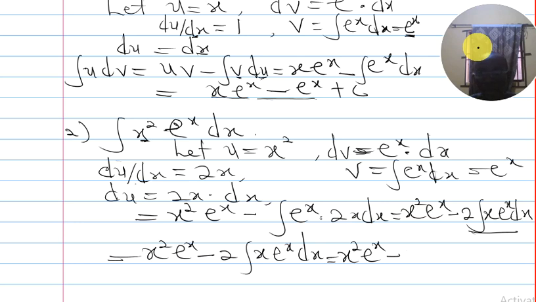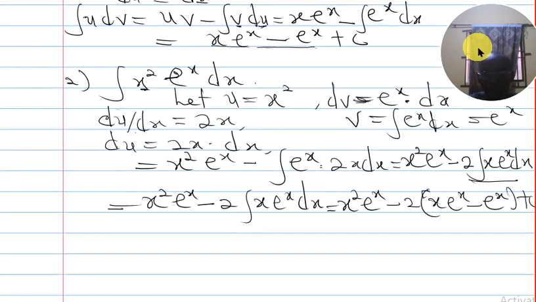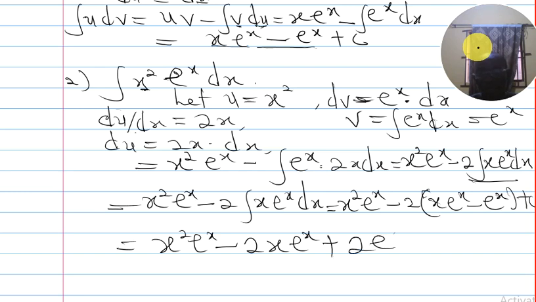Put your 2 here. Now put your bracket here. That is x e raised to power x minus e raised to power x plus constant. Now let me open the bracket. You can now have x square e raised to power x minus, open everything here, 2x e raised to power x, minus that minus is plus, so this one be 2 e raised to power x plus constant.